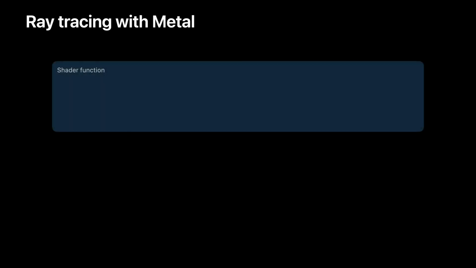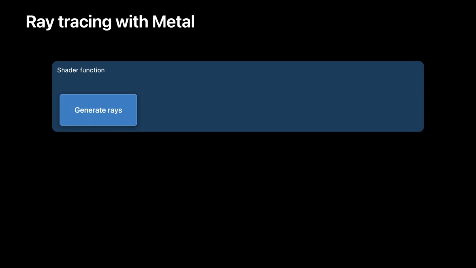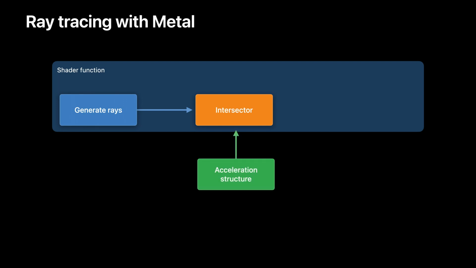Let's briefly review how ray tracing works in Metal. The Metal Ray Tracing API is available from within shader functions such as compute or fragment functions. We start by generating some rays which are emitted into the scene. Next, we create an intersector object and use it to check for intersections between our rays and the geometry in the scene. A bit later, I will describe some of the new features we've added this year to speed up the intersection search. This process depends on a special data structure called an acceleration structure, which also represents the geometry in the scene. I will also talk about several new features and performance improvements focused on acceleration structures today.